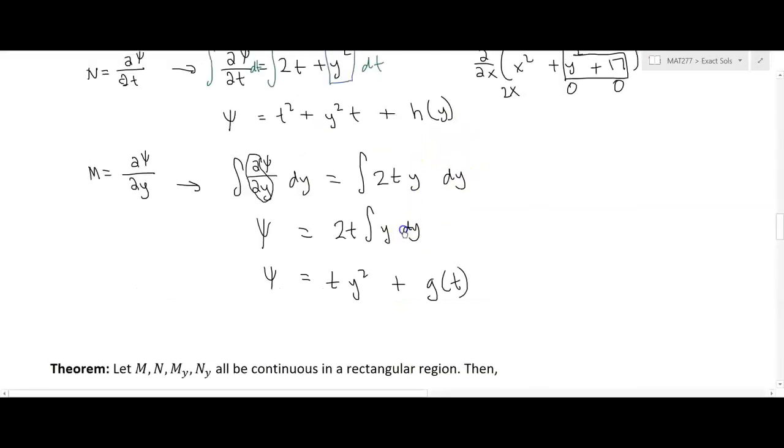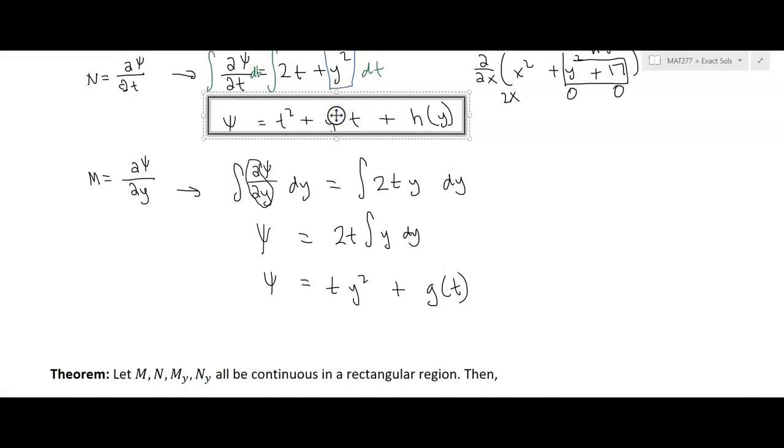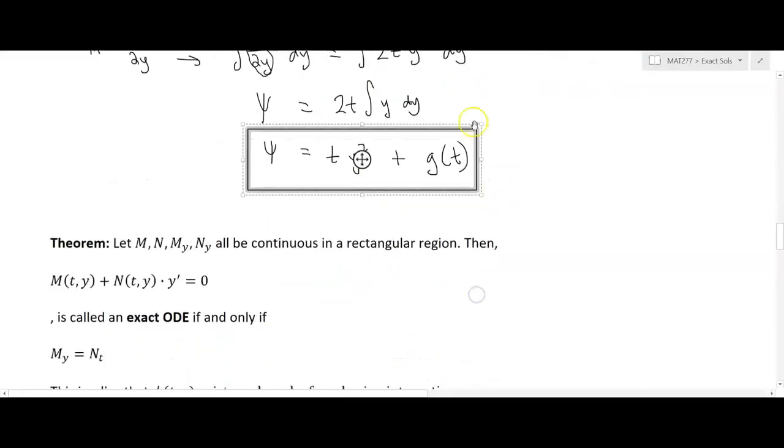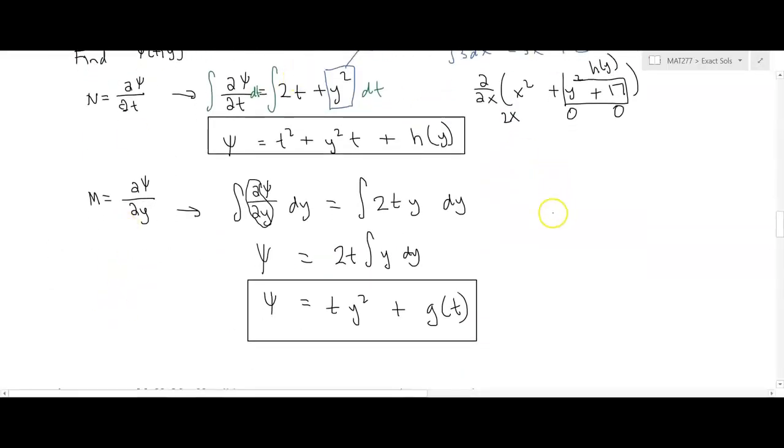All right, so this one poses kind of some issues, right? We said that here we have psi is equal to this, but down below we're now saying that psi is also equal to this. So how do we reconcile the difference between those functions? Well, let me write them side by side. So we'll just say candidates for psi. So the first side that we have here is ty squared plus t squared plus h of y.